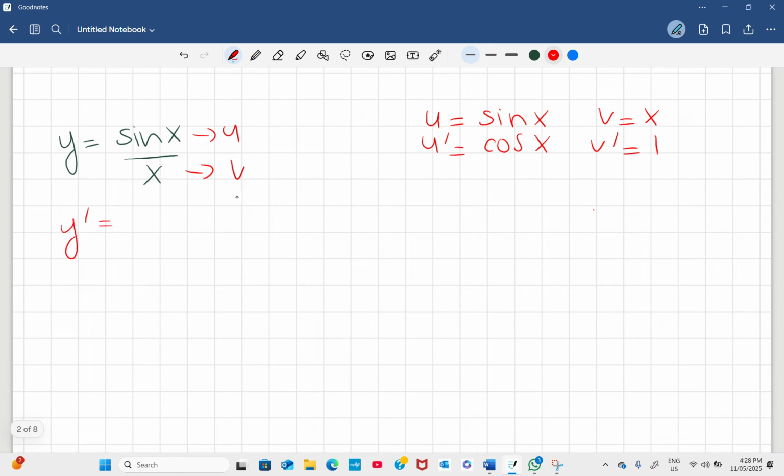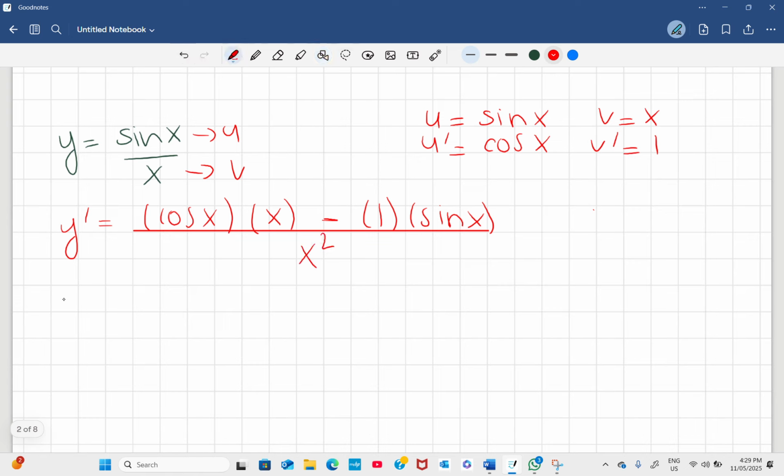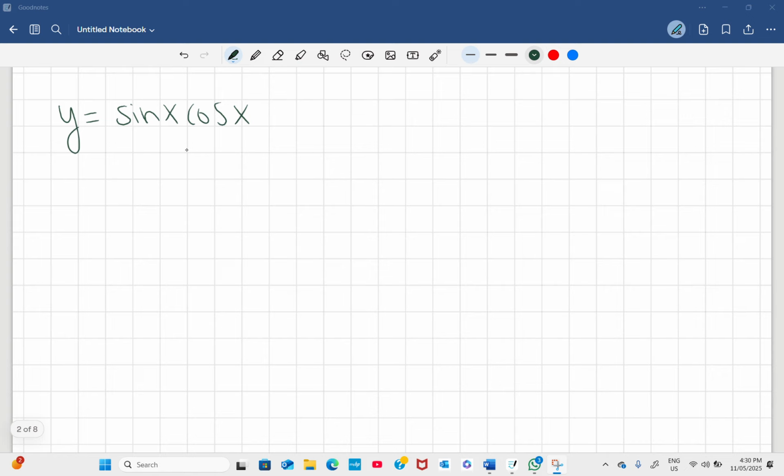Y prime is equals to u prime v, which is cosine x multiplied by x, minus v prime u, which is 1 times sine x, all over, divided by v squared, which is x squared. Y prime, cosine x times x is x cosine x, minus sine x, all over x squared. Okay, our other question is y is equals to sine x multiplied by cosine x.